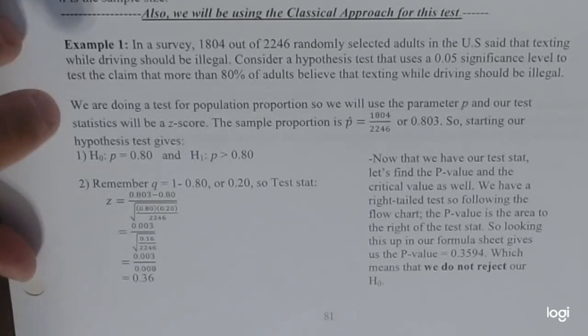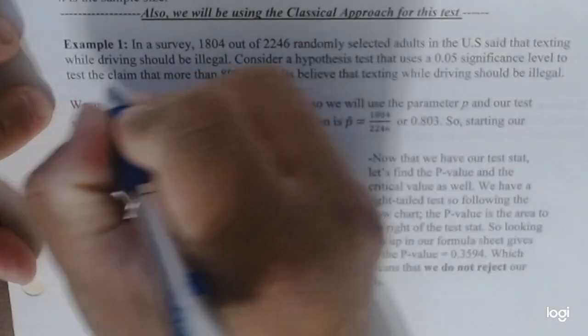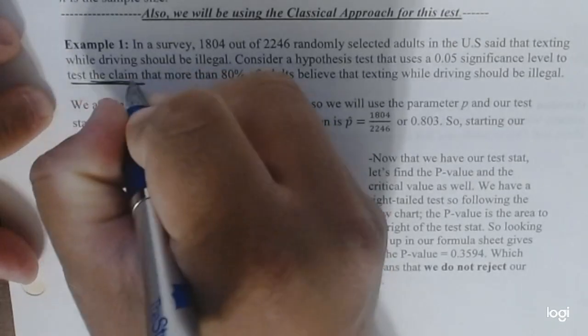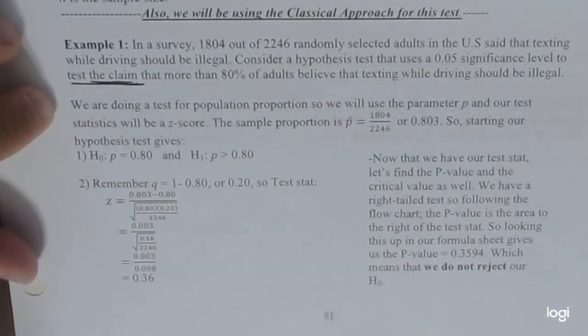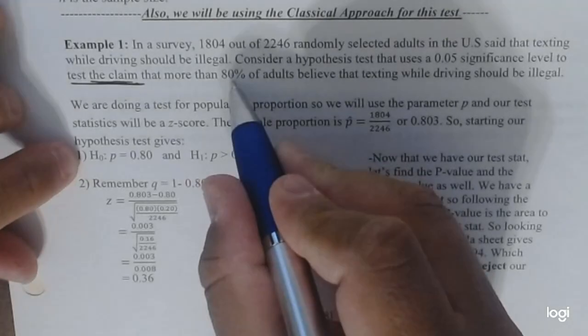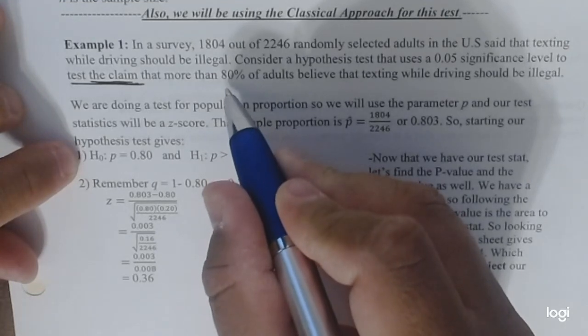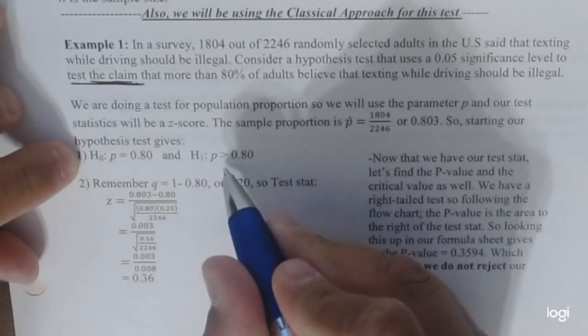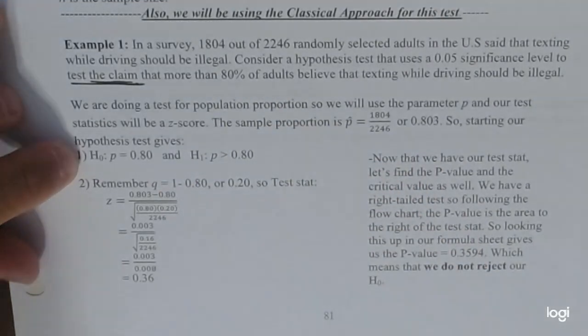Remember, the first thing you want to do is find the null and alternative hypothesis, which literally goes from the claim. What are we asked to do? Here's our claim: more than 80%. Since we're doing proportion, because it's a percentage, the null is p equals 80%, so 0.8. The alternative is more than, which means greater than, so p is greater than 0.8. So that's step 1, literally just find the null and alternative, which is what we did in the last section.